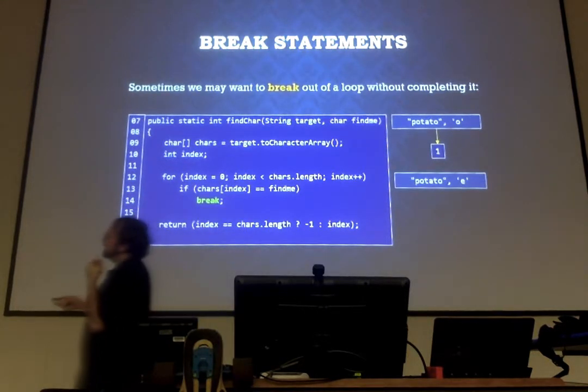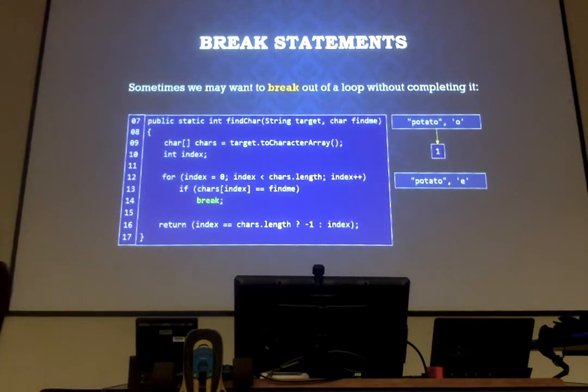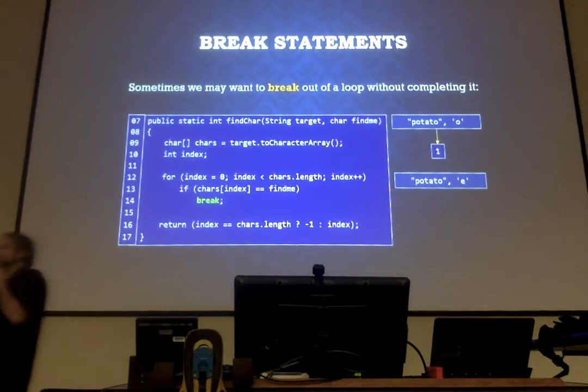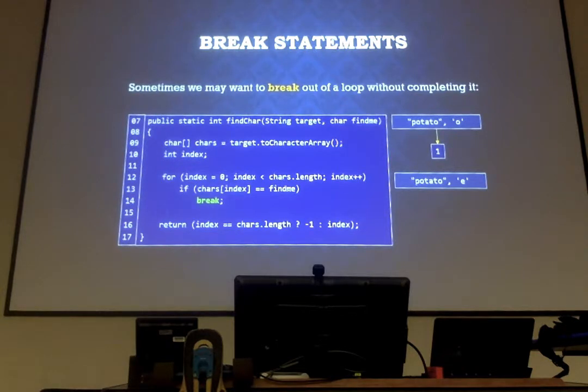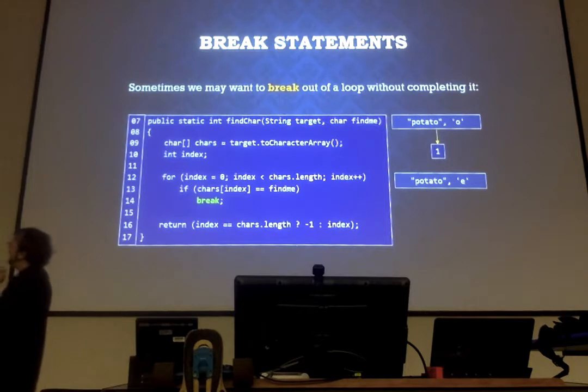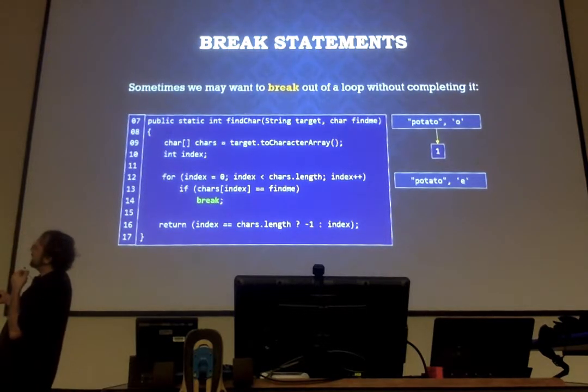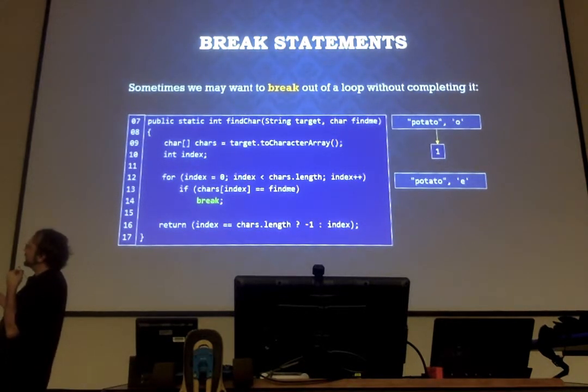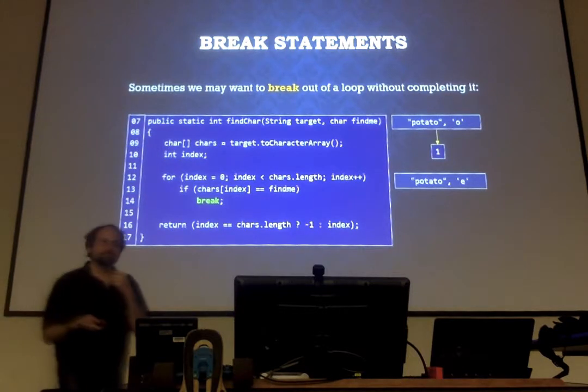So when we say it breaks, it means the loop stops immediately. It doesn't keep going. It doesn't keep iterating. Do not pass go. Do not collect $200. Right? Stop immediately. That's what a break statement does. So what happens is it's going to go to the P, and P does not equal O, so it's going to keep going. It increments again. Index is now 1. It checks the character at index 1. That's O. O does equal O, so it's going to break. The index does not equal the character's length, so it's going to return the index itself, which is 1.